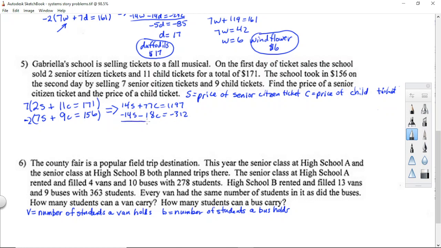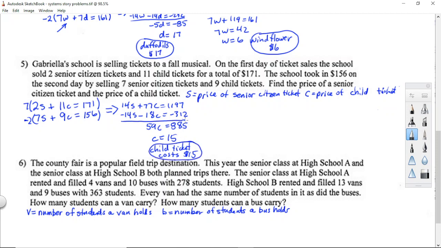Okay, we add those equations. The s's go away. You get 59c equals 885. Divide both sides by 59. And c, it turns out, is 15. So that gives us the child ticket costs $15. That's the first thing we're looking for.